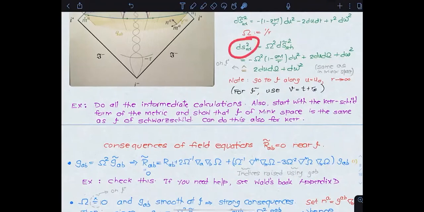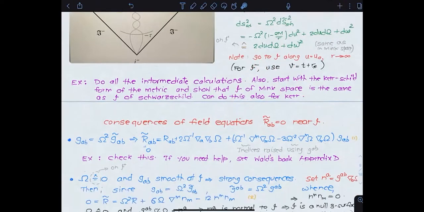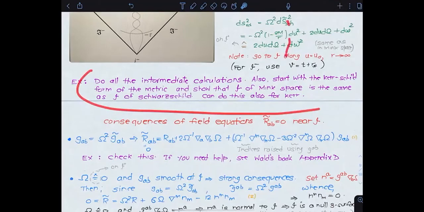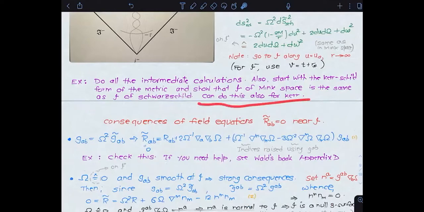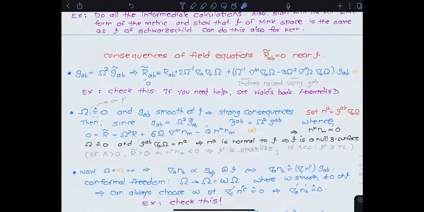We've got a nice metric here, which is well defined everywhere now in this quadrant, not on the horizon, but here it's completely well defined. In the future horizon also it is well defined, but the past horizon it will not be. But we're not interested in the horizon, we're just interested in scri, and there it is completely well defined. So here is an exercise: do all the intermediate calculations to show that this is the case. An advanced exercise would be to do it also for the Kerr space-time, using Kerr-Schild coordinates if you like. That is the simplest way to do it in the Kerr space-time.